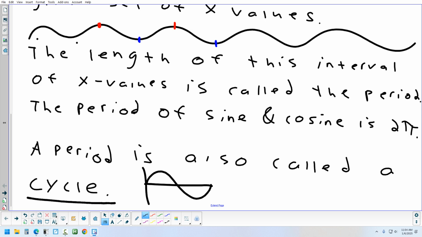Where you see the word cycle used more is when you talk about electricity. Alternating current is measured in cycles per second, and that's hertz. So cycles per second is a measurement that's used with any kind of electricity that's alternating current.